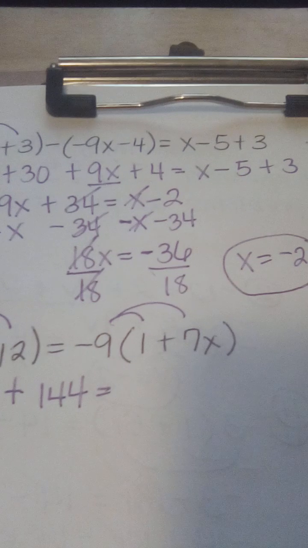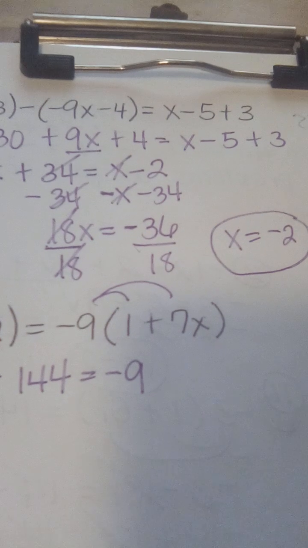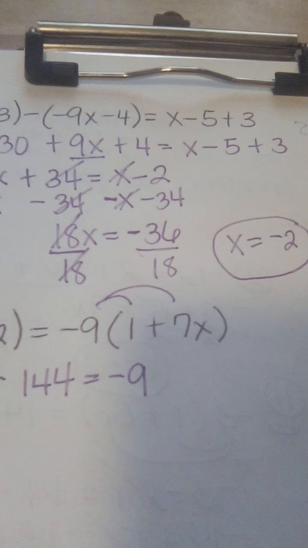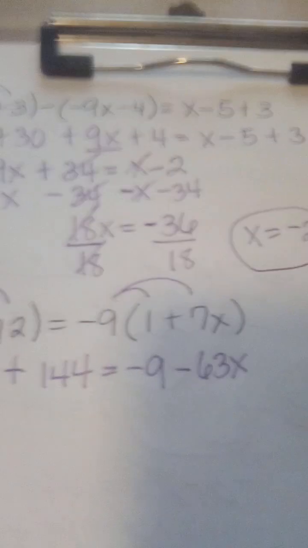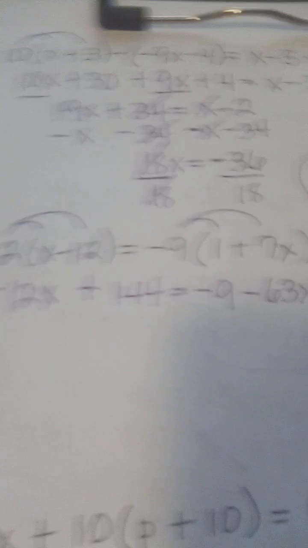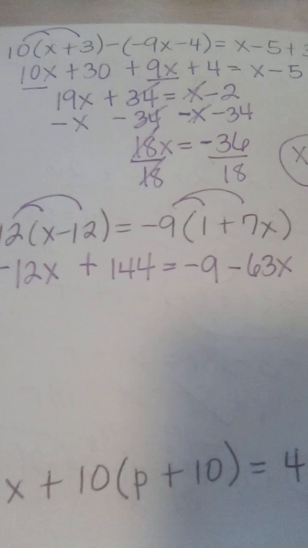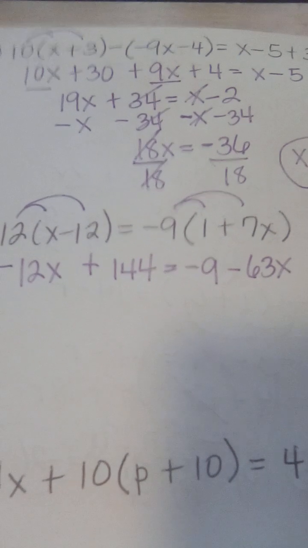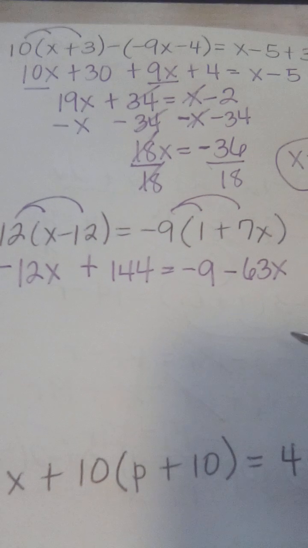Okay. Let's do the same on the right side. What is a negative 9 times 1? Negative 9. We have a negative 9 times 7x. That gives us, I believe, a negative 63x. All right. Now it's beginning to look a lot simpler. All right, folks. We're almost done. Let's do the x's first.